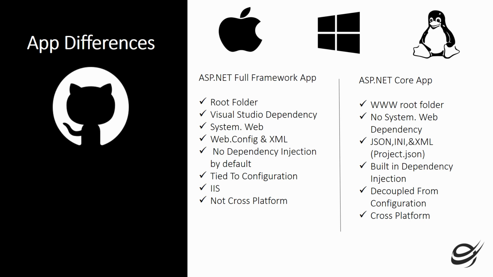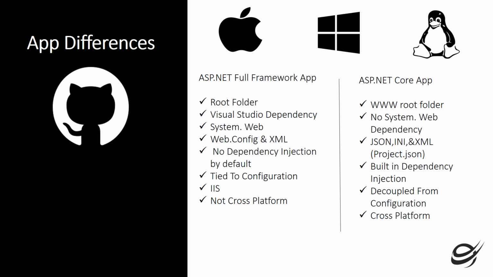Here are some app differences between an ASP.NET Full Framework app and an ASP.NET Core app. In a Full Framework app, the root folder is your app. There is no default blacklisting or whitelisting of folders and files. In ASP.NET Core, you have the wwwroot folder, and everything inside of that root folder is whitelisted and you're able to access it. Everything outside of that is blacklisted by default. So there's a layer of security associated with whitelisting and blacklisting files by default.